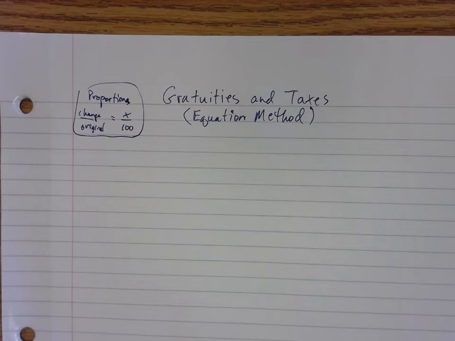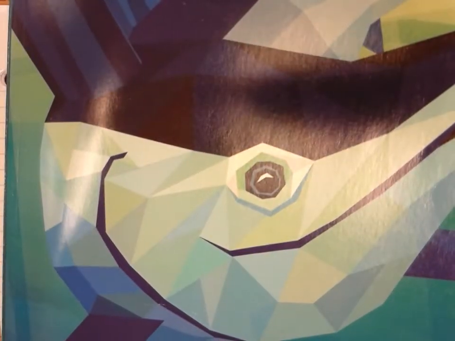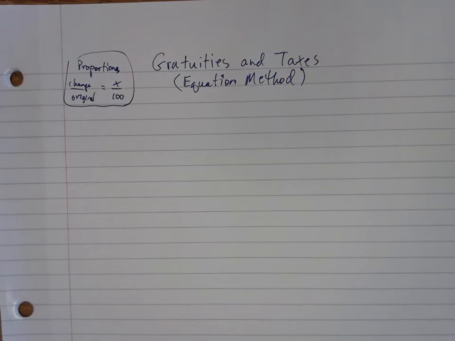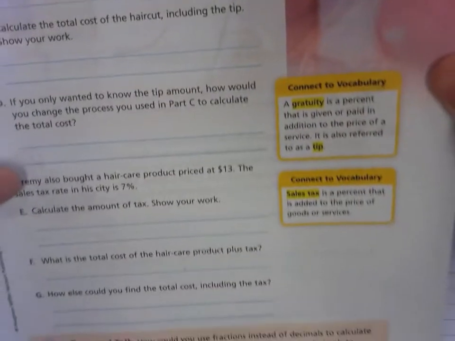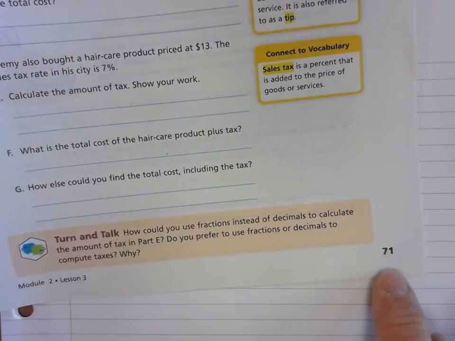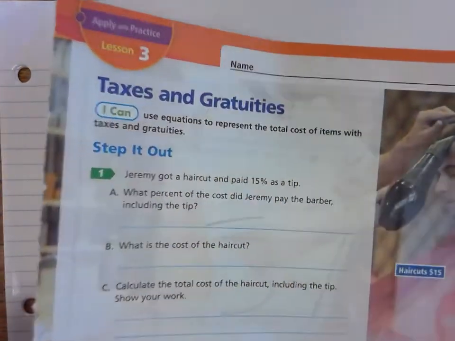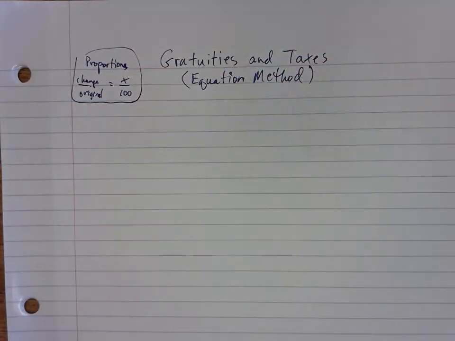Make sure you've got your book handy, the one with the marlin on the front of it. We're going to turn to about page 71. You see the guy sitting here getting his hair cut. We're going to talk about taxes and gratuity today, so here we go.